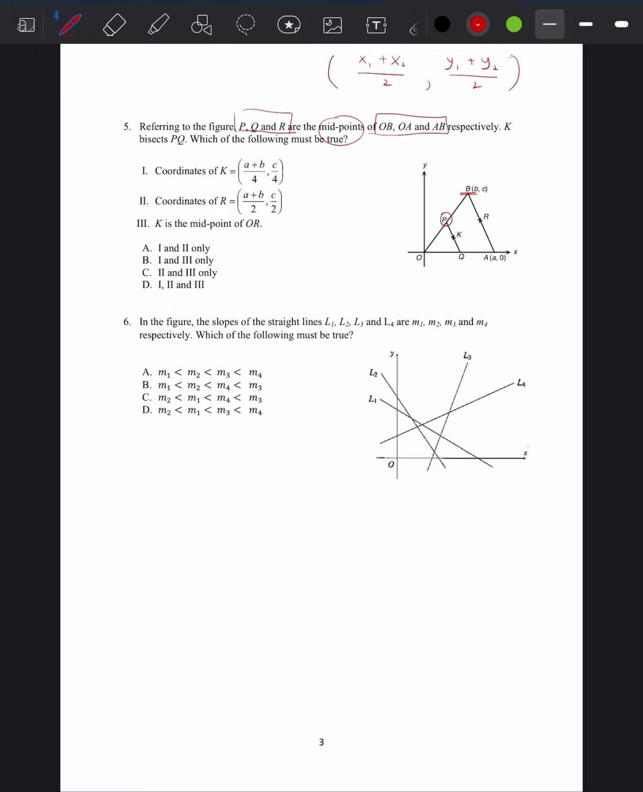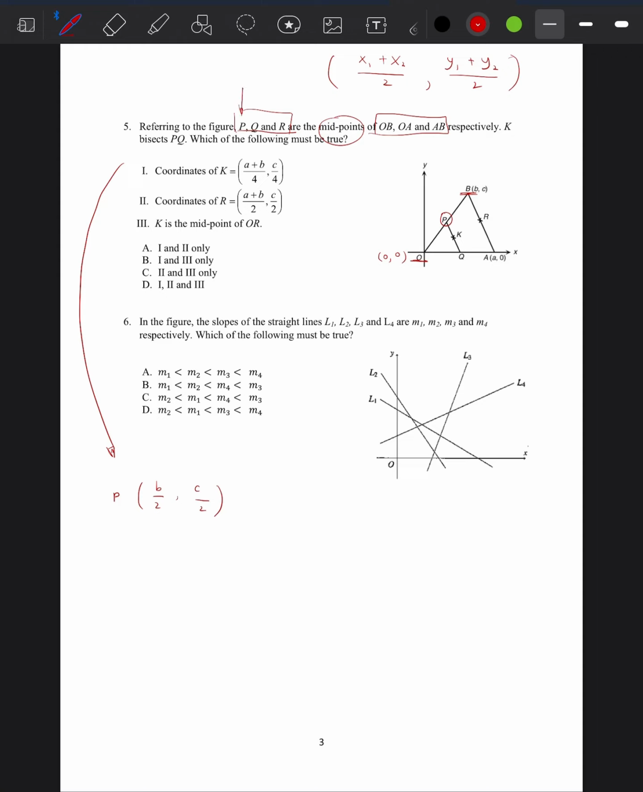P is the midpoint of O and B, and for O they didn't tell you, but O is the origin, so it's (0, 0) for the coordinates. So to find the coordinates of P, we know that it is B plus 0 divided by 2, and then C plus 0 divided by 2, and because when you add 0 there's nothing there, it's B over 2 and C over 2.